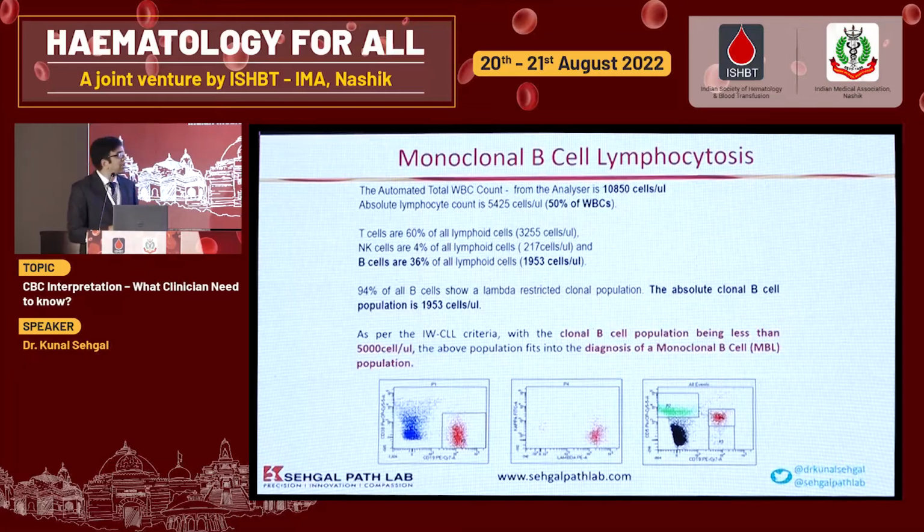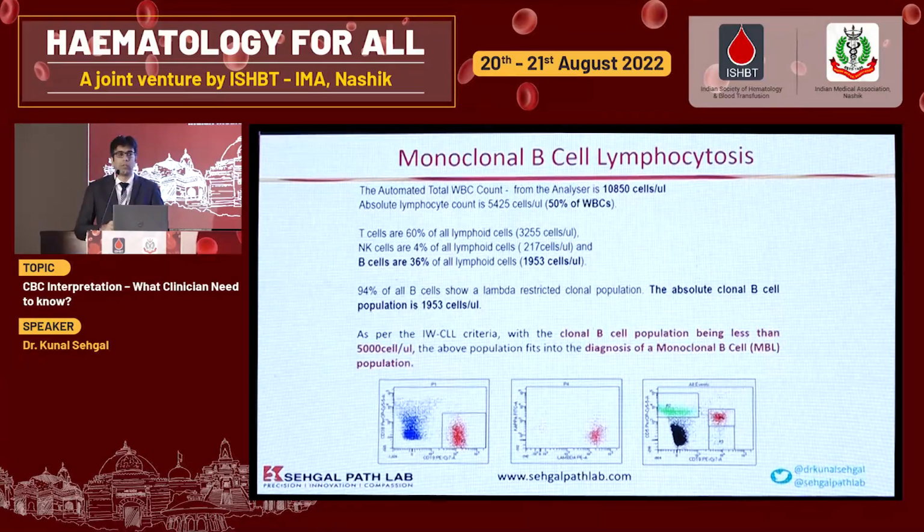When you see the absolute lymphocyte count, yes, it was above 5,000, but that is the total lymphocyte count. B cells were 36% of all lymphoid cells, and we saw some of them are actually polyclonal. Assuming all B cells, for sake of calculation, were clonal, the clonal population would be only 1953 cells per microliter. And the WHO current definition of CLL is that the clonal B cells should be more than 5,000. So here the clonal B cells are less than 5,000. So this fulfills the criteria of monoclonal B cell lymphocytosis.